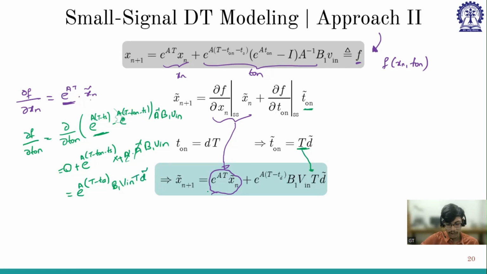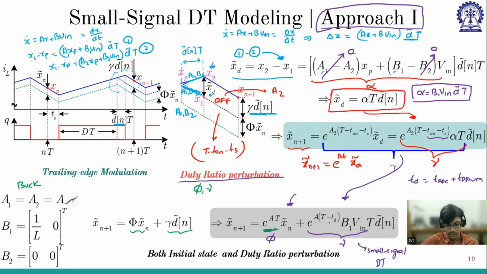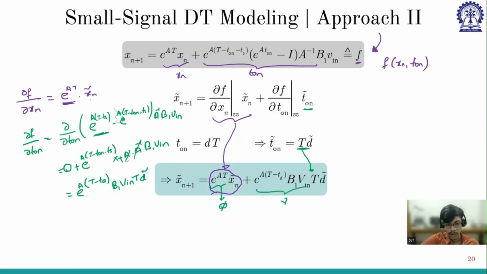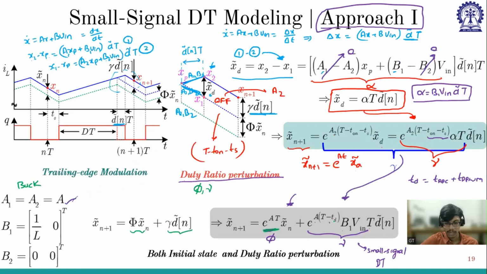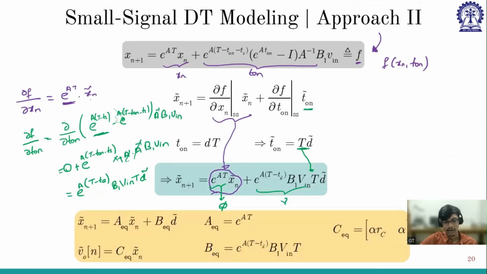So if I compare this expression with that expression that I got, phi is what? E to the power AT. So this is my phi, and this is my gamma. So is my gamma matching? Let me go and check. E to the power A (T minus TD), V1 V in T.